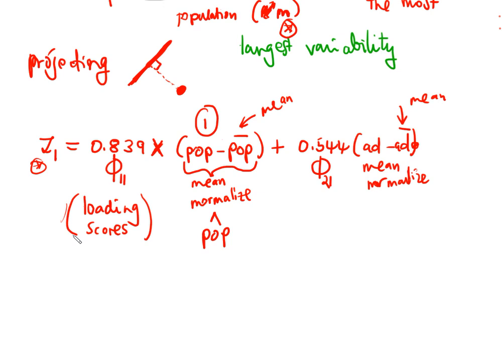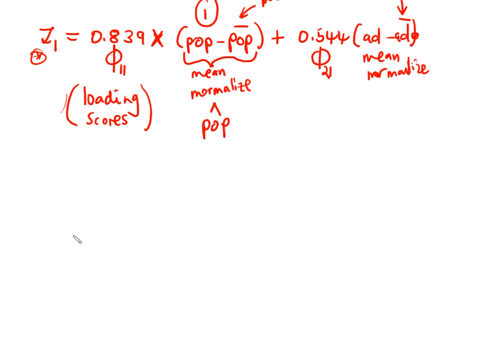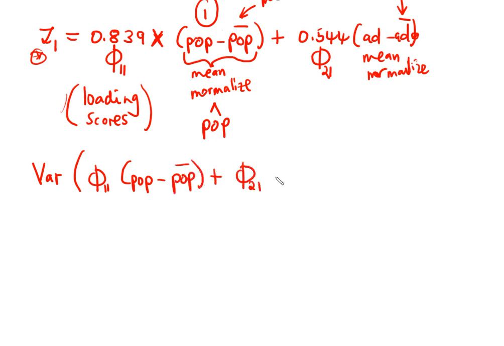So we basically found this Z1, or this principal direction, by maximizing the variance of phi 1 1 times pop minus its mean plus phi 2 1 times add minus add bar. So we basically maximized the variance. You understand? We've just maximized the variance. That's what we basically did, right?